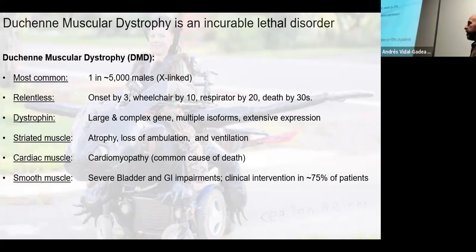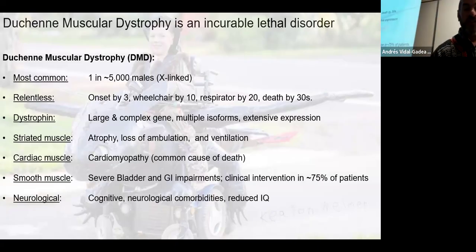Much more understudied is the effect of the disease on smooth muscles. 75% of patients have severe GI impairments that require clinical intervention. All right, and so this is something, constipation and lots of problems in the bladder and the GI tract, that leads to a worsening of the quality of life for the patients of the disease.